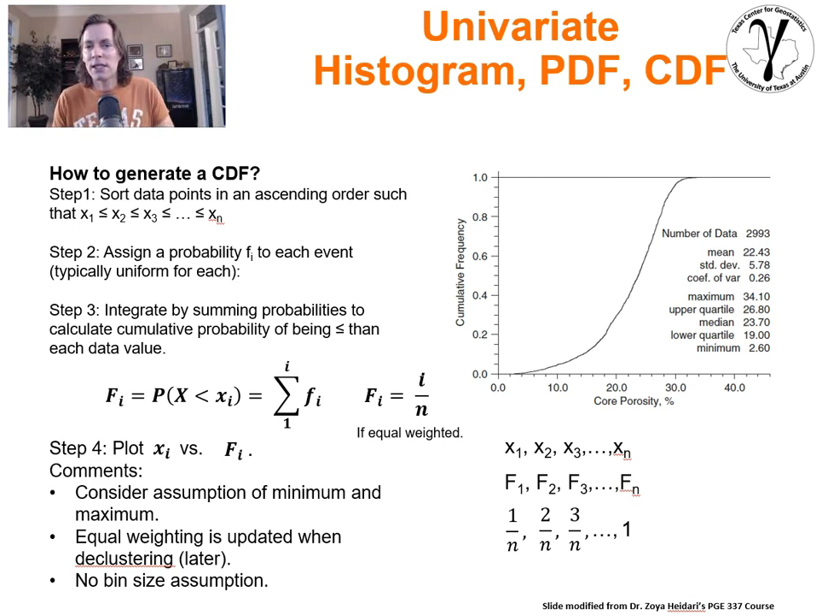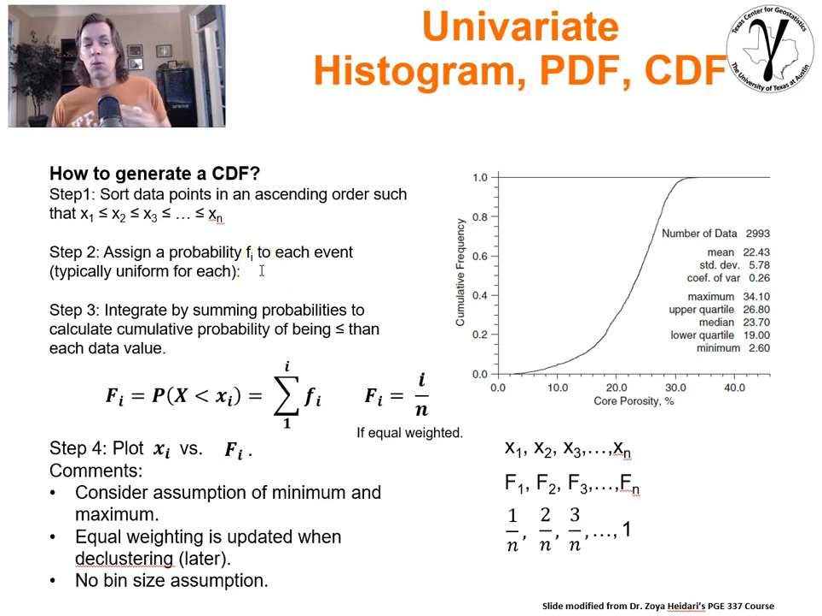Okay, how do you generate a CDF? You take a raw set of data values. How do you make it? Well, we're going to sort the data. This time we really need to sort the data. That's critical. Don't leave this step out. You sort the data in ascending order. You assign a probability value to each event.